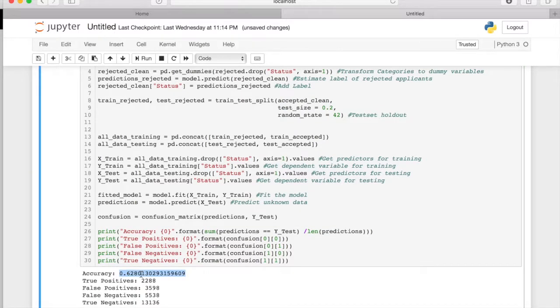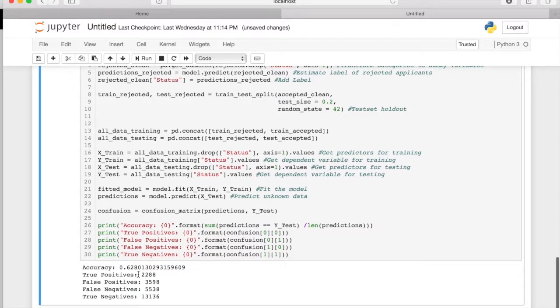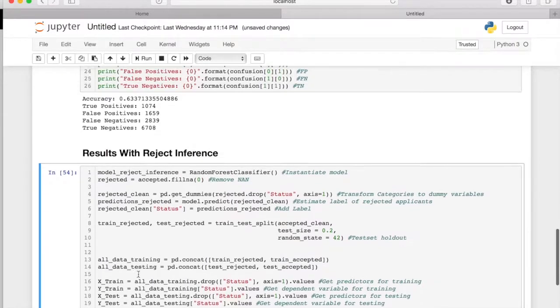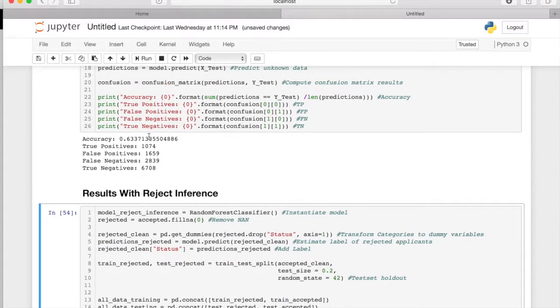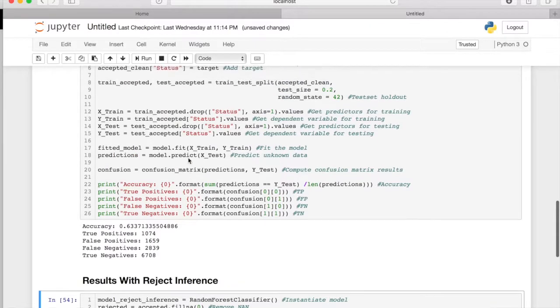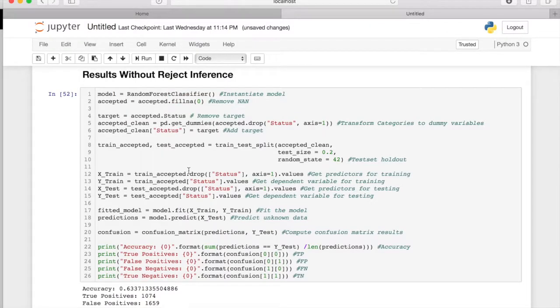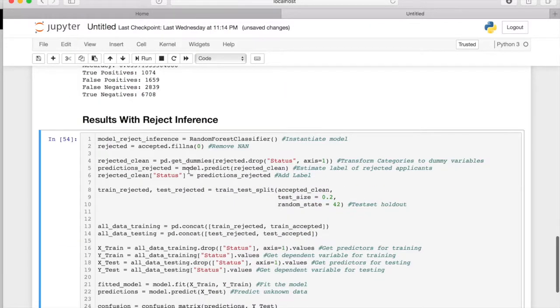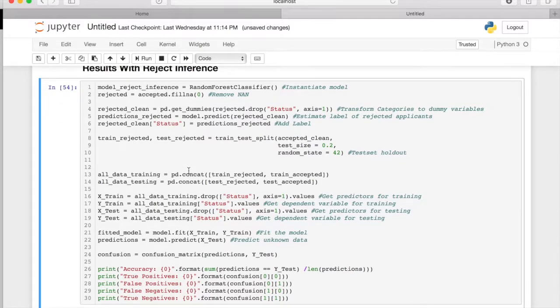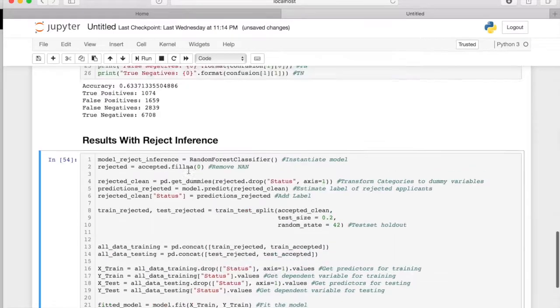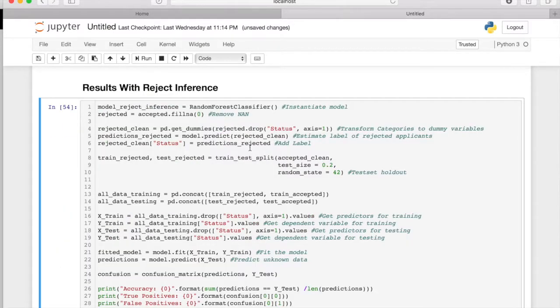So what do we have here? Well, we have an accuracy of 0.628, which is, again, pretty close to what we have if we were to only use our biased sample. So yes, that is the process of reject inference. I just wanted to remind you that this is a process just to exemplify the concept that we covered in the first part of the video.